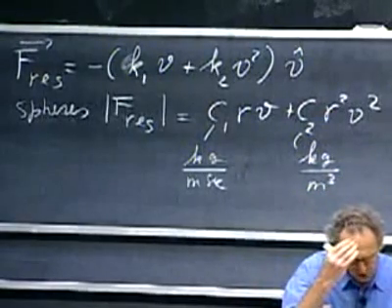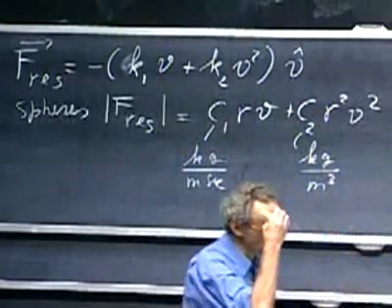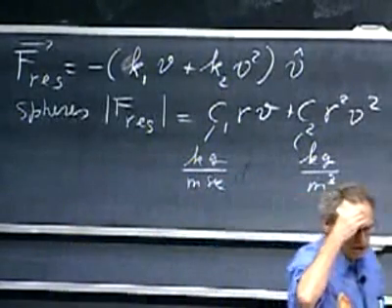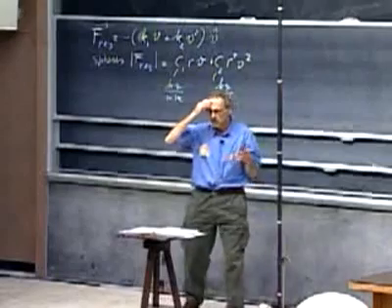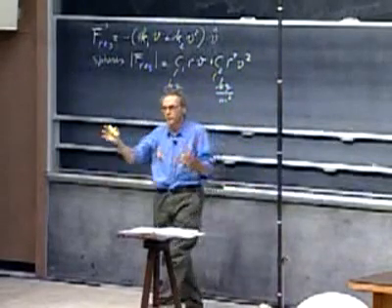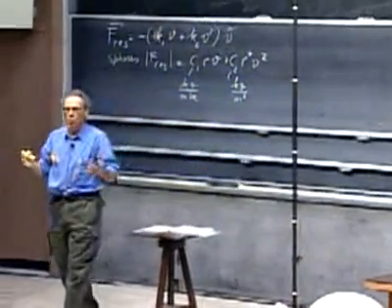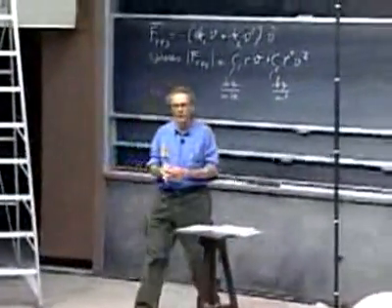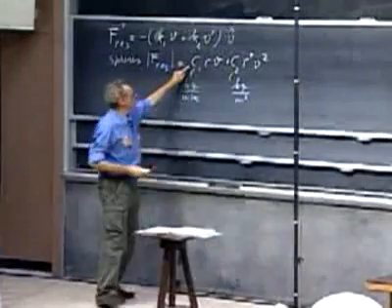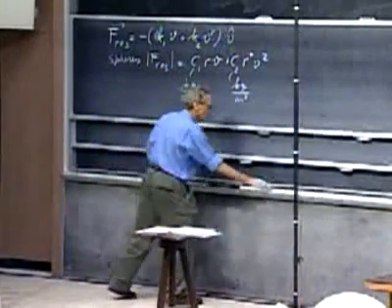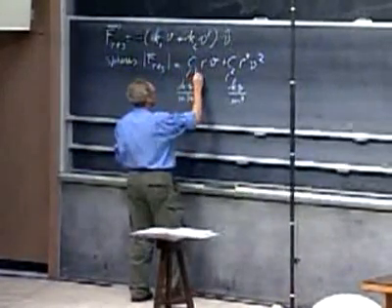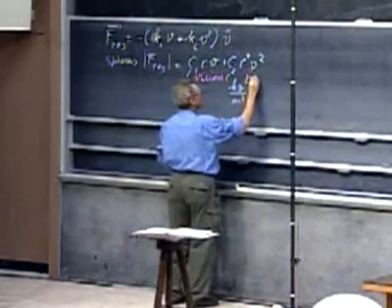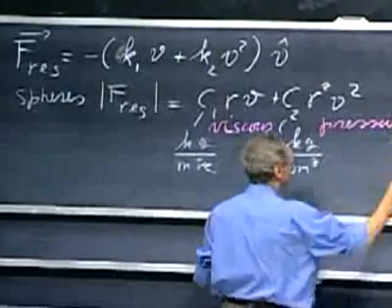The viscous term has to do with the stickiness of the medium. If you take, for instance, liquids, water and oil and tar, there is a huge difference in stickiness. Physicists also refer to that as viscosity. If you have a high viscosity, it's very sticky, then this number C1 will be very high. So this we call the viscous term, and this we call the pressure term.